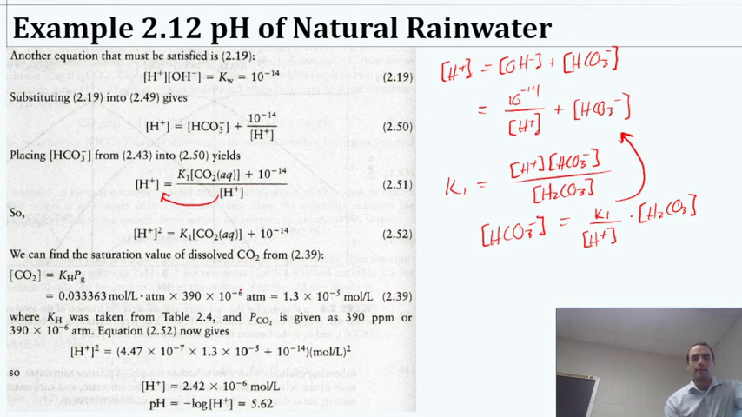390 times 10 to the minus 6, that's the parts per million, converting that to atmospheres, or that portion. Then they take the constant. This is the constant here. This is the KH. They find that as a value of moles per liter, then put that into this equation, and they get the K1, and they solve. You take the square root, and all those things put into place finally can solve for an H plus value. Turns out that's 2.42 times 10 to the minus 6 moles per liter. Which turns out to a pH of 5.62.